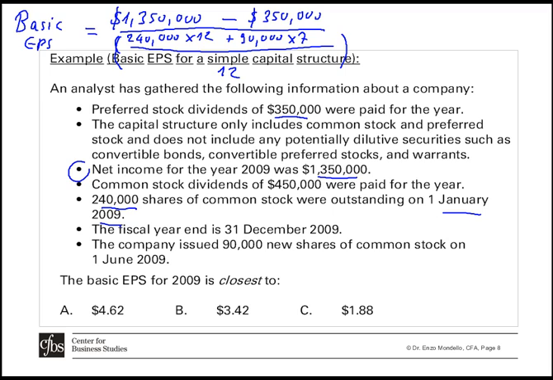Then you can plug the figures in your calculator, and if you do that, you should come up then with a basic EPS figure of $3.42. So that means that the correct answer then will be answer B. So that's how the calculation looks for basic EPS. Is this okay for all of you so far?